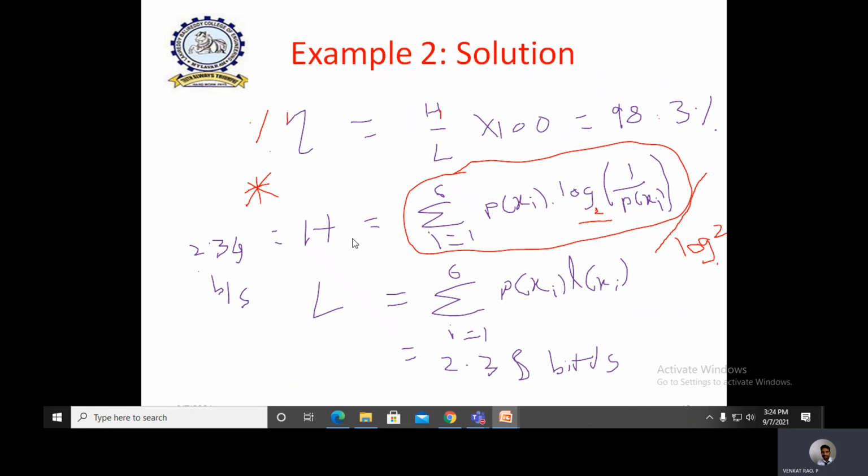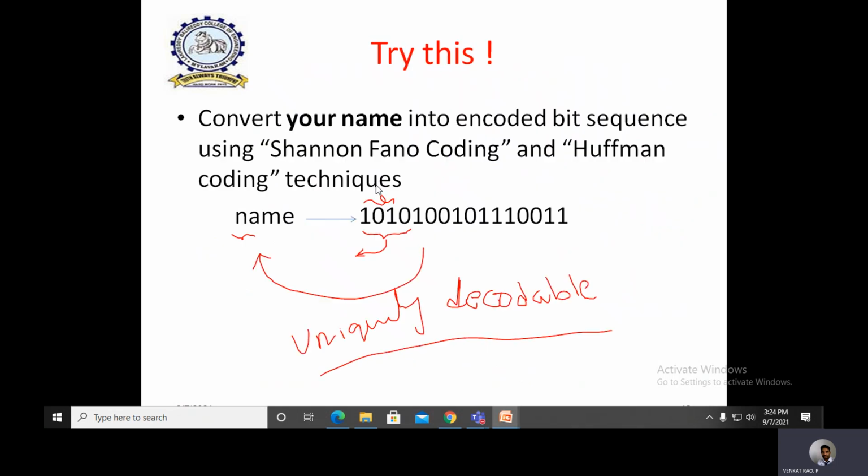Okay. Now coming to the most interesting concept, or example, of how to convert your name or any message. For curiosity, you can take your personal name and convert it into encoded bits by using the Shannon-Fano coding method or the Huffman coding technique. I will explain the Huffman coding technique in the next lecture, but today, after watching this, you can clearly understand the Shannon-Fano coding technique.